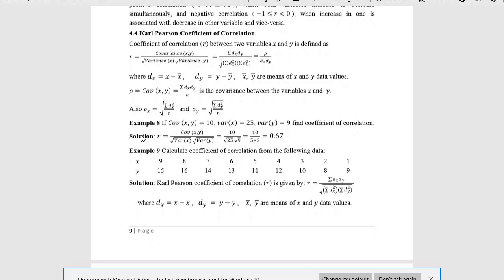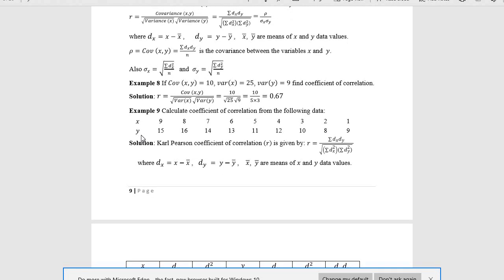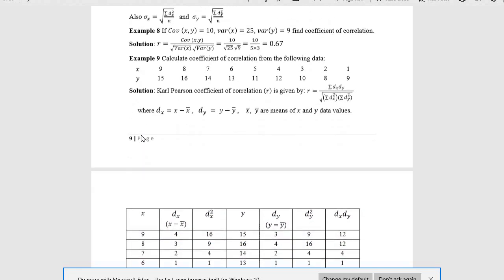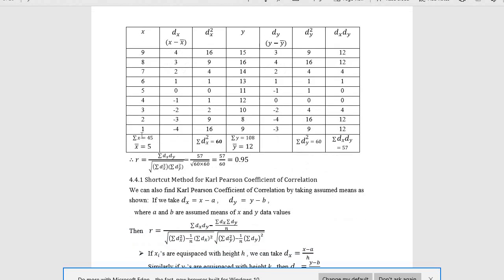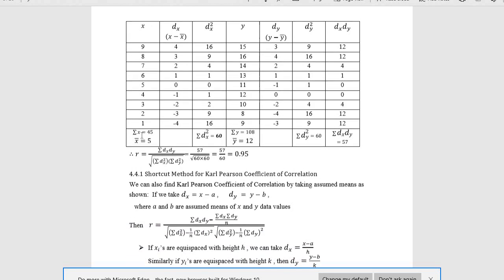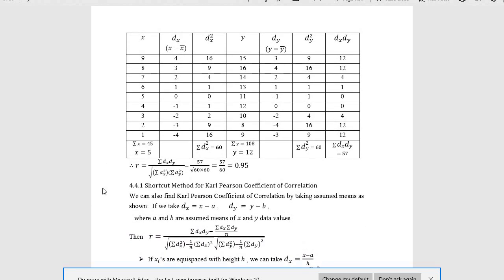Some examples are given. Calculate the coefficient of correlation from the following data. Data is available. Sigma dx dy. What is dx? X minus x bar. First calculate x bar. X bar is equal to how much? 5. How? There are 9 observations: 1, 2, 3, 4, 5, 6, 7, 8, 9. Sum them, sigma x is equal to 45. 45 by 9 is 5. X minus x bar: x I know, x bar I know.